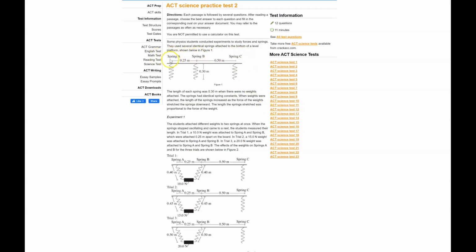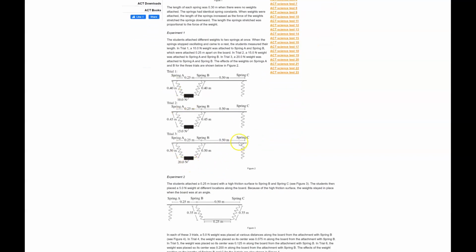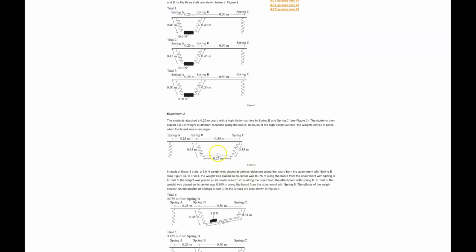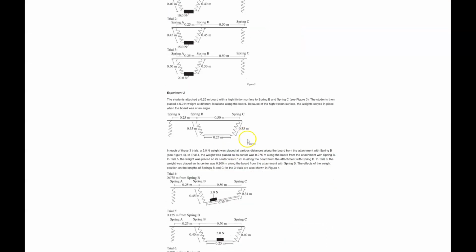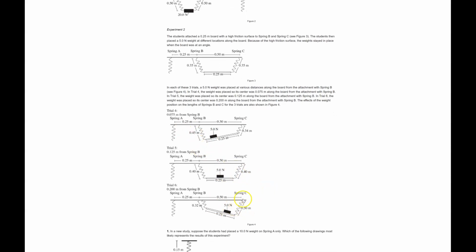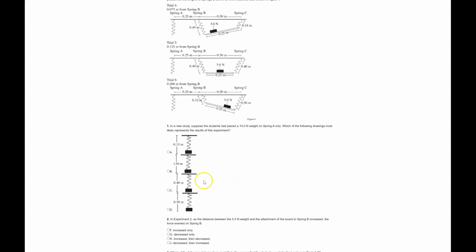So like for example, on this one we've got three different springs, one with weights on different ones. And we've got a set with a board in the middle of it. Then we've got a weight in different parts of the board. This is going to show some sort of trend. And then we've got the first question.